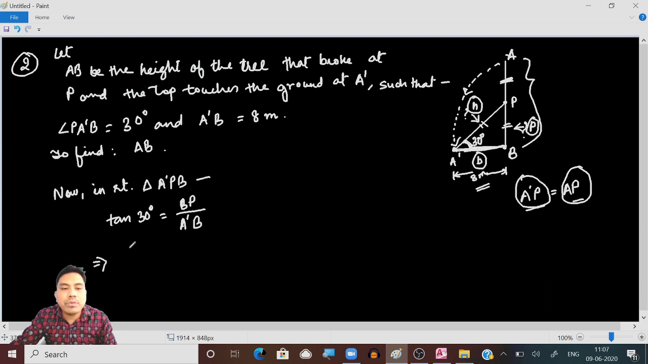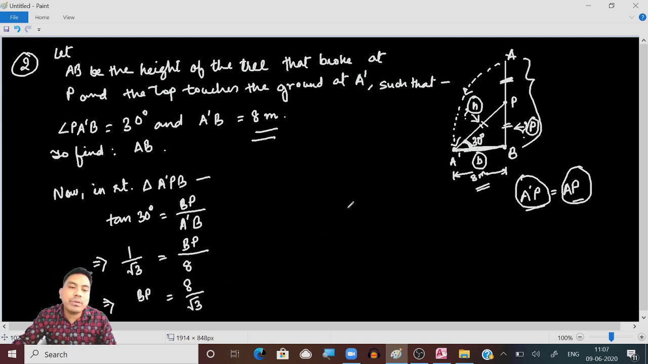Tan 30, we know it is 1 by root 3, equal to BP by A dash B. A dash B is given. What is the value of A dash B? It is 8 meter, so write 8 meter. Now let us cross multiply it. What we got? BP will be equal to 8 by root 3. As I told you, we have to find out BP and A dash B. We got the value of BP as 8 by root 3.